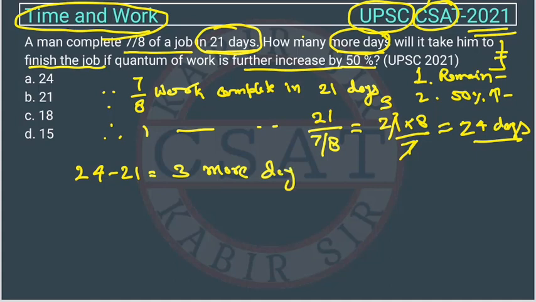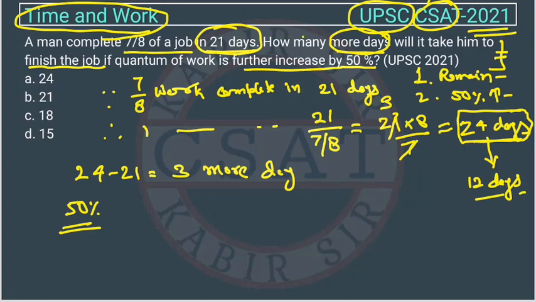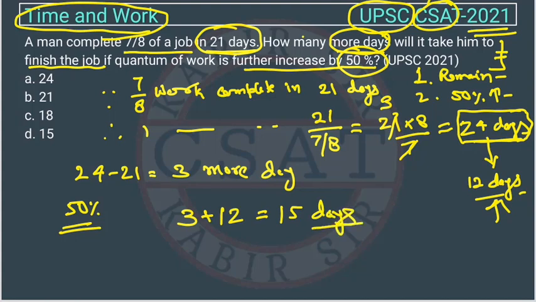But now the work got increased by 50%, right. So 50% more work. He is able to complete the full work in 24 days, so for 50%, in how many days will he do it? We will make half of it. So in 12 days he will complete 50% of the work, right. So total how many days: 3 days for the remaining work, and 12 days for the 50% increase in work. So 3 plus 12, it will be 15 days. So in 15 days the man will complete the work, right. So the answer will be option D, right.